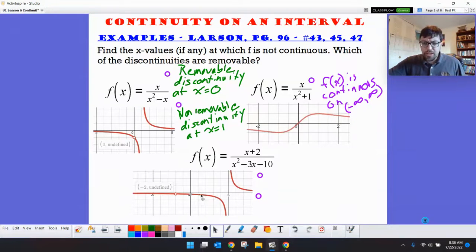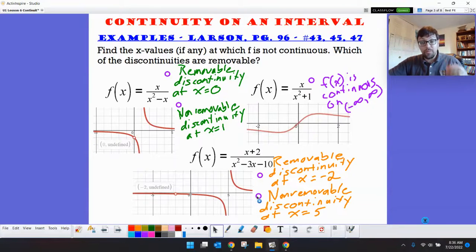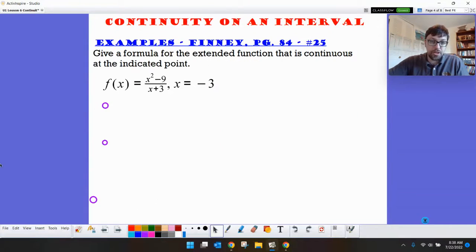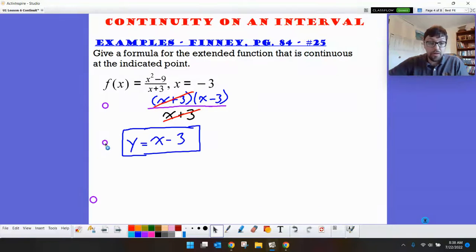We see a similar situation down here as we did up here. So this is a removable discontinuity at -2. However, the x minus 5 that we would get in the denominator doesn't cancel with the numerator and thus creates a non-removable discontinuity. So right now we can see that if we put in an x minus 3, that is going to cause a discontinuity since you can't divide by 0. So what you can do is factor that numerator and get that denominator to cancel itself out. So that x plus 3 and x plus 3 cancel, and you're left with just y equals x minus 3.